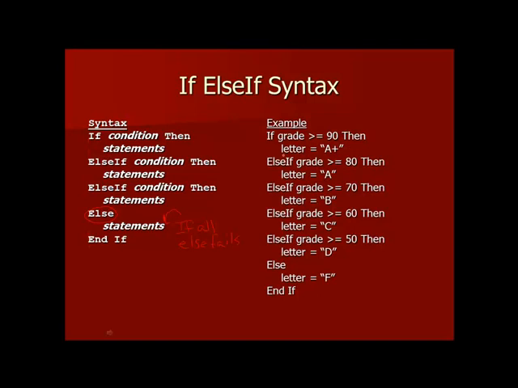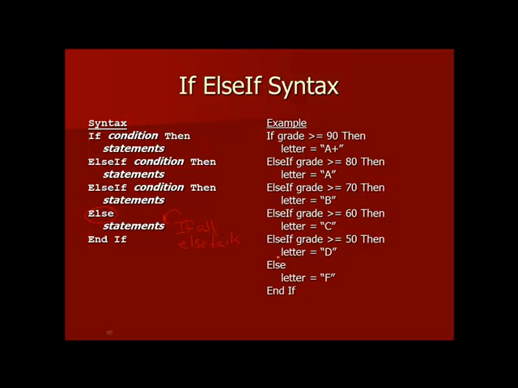Then here's your else if. Else if the grade is greater than or equal to 80, then letter equals A. Else if the grade is greater than or equal to 70, letter equals B. Else if grade is greater than or equal to 60, the letter is C, and so on down the list. So you can see how, depending on the average that the student has received, it will assign the proper letter grade, and that condition is written every single time.